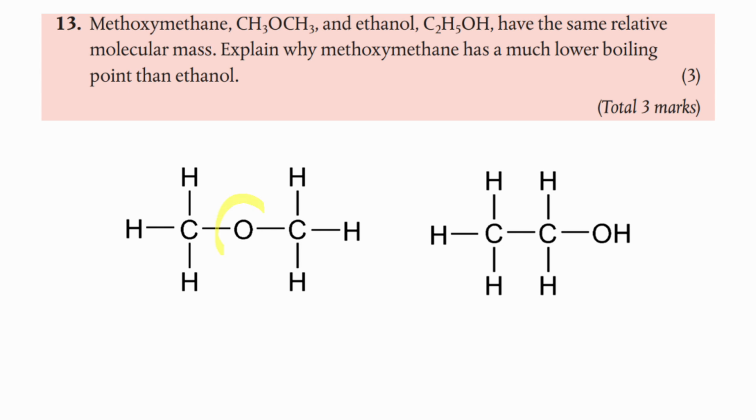In methoxymethane, the oxygen is not connected to a hydrogen, whereas in ethanol, we do have an alcohol at the end, which is an OH group. And because that oxygen has a hydrogen connected to it, it's going to be able to participate in hydrogen bonding, which is a stronger intermolecular force than methoxymethane has. And that is why methoxymethane has a much lower boiling point than ethanol, because of the hydrogen bonding.